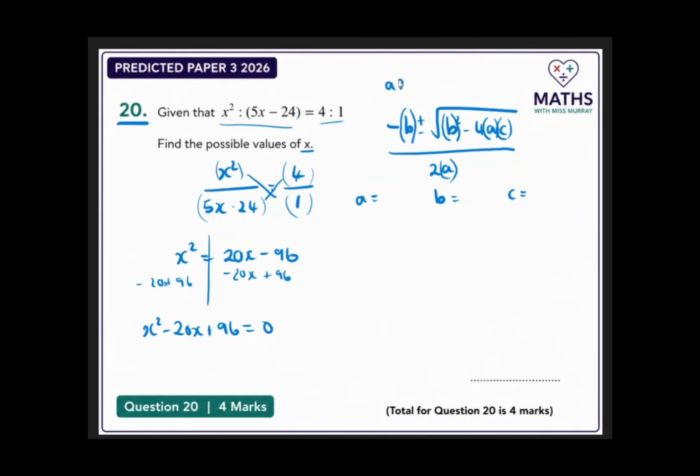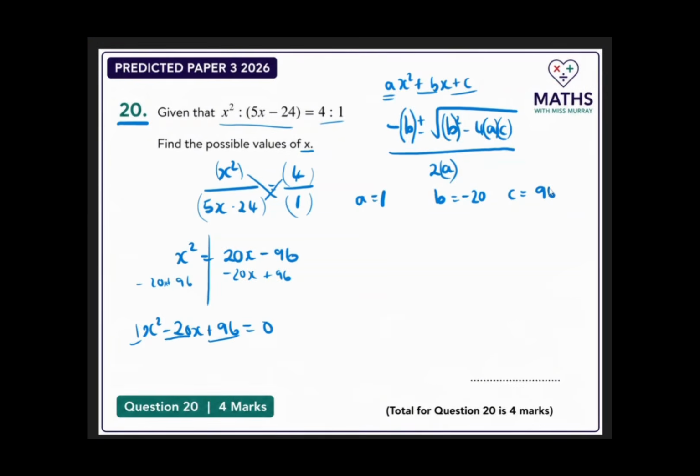So this is a quadratic expression: ax squared plus bx plus c. So a is the value in front of x squared. Well, I don't have one, so that would be 1. And b is the value in front of x, so you've got to make sure you include the sign. It's going to be negative 20. And c is the value at the end, which is just 96.